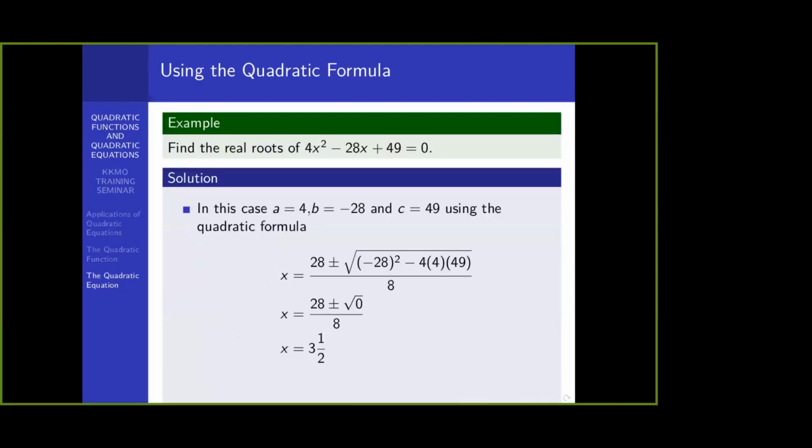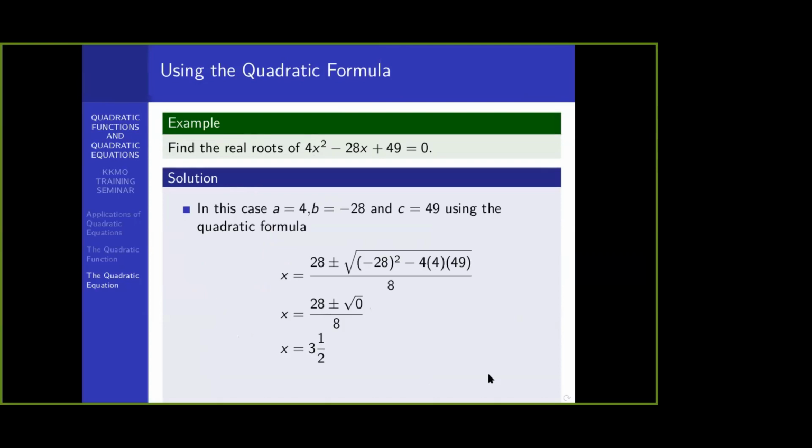So here it's a similar situation. We are finding the real roots. Here we have A is equal to 4, B is equal to minus 28, and C is 49. If you apply the quadratic formula, you see the discriminant here will be 0. If the discriminant is 0, you have a repeated root. And our root will be x is equal to 3.5.